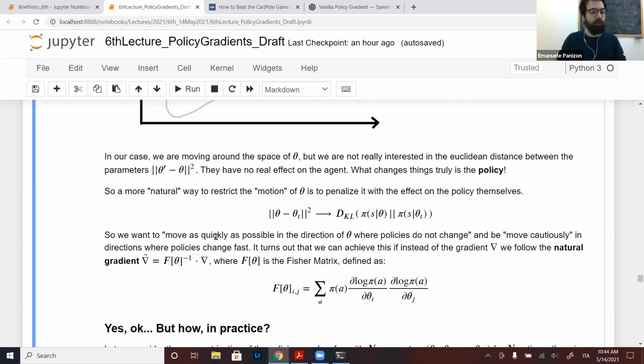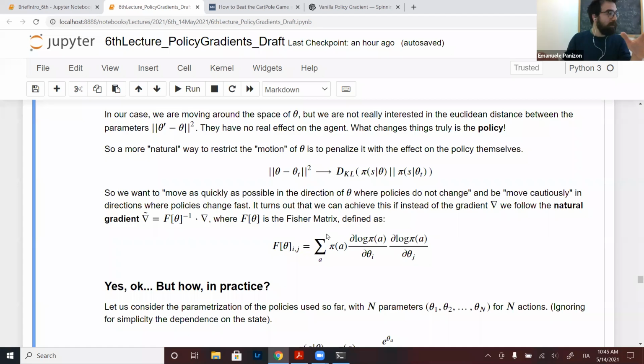In a sense, we want to move as quickly as possible in the directions where policies do not change, but move with caution in the directions where policies change fast. Since I have a local approximation, I want to move along it, but not too much. I don't want the gradient to be too wrong, and the gradient will be wrong if I move where my policy will be very different.